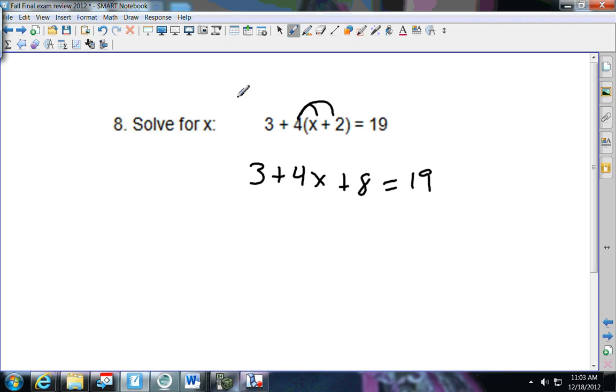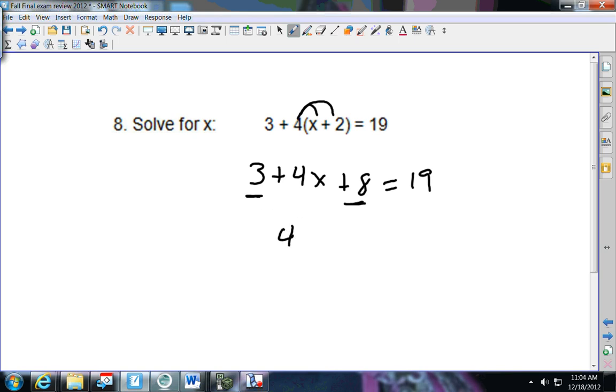The question was, why can't you combine the 3 and the 4? That's because they're being added right here. And in order of operations, you have to do parentheses first, which would mean this 4 is right outside the parentheses, and you have to do that multiplying first. Okay? So now when we have this, now I'm going to put my numbers together right here.